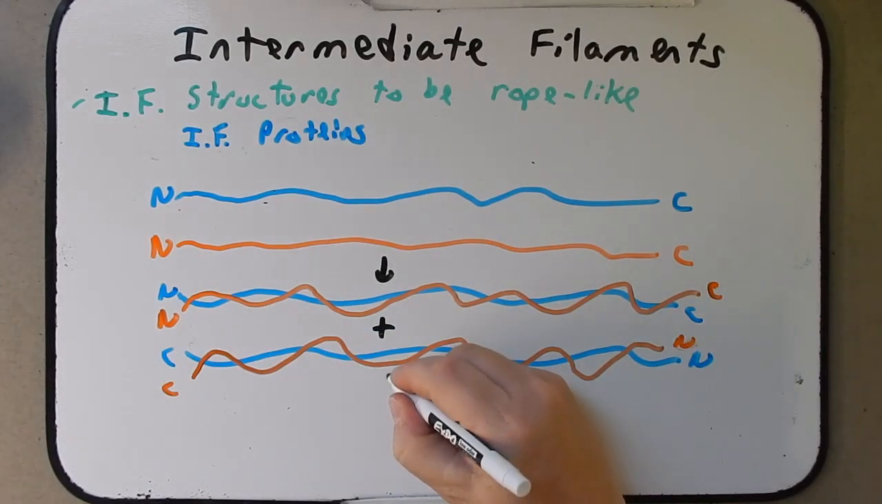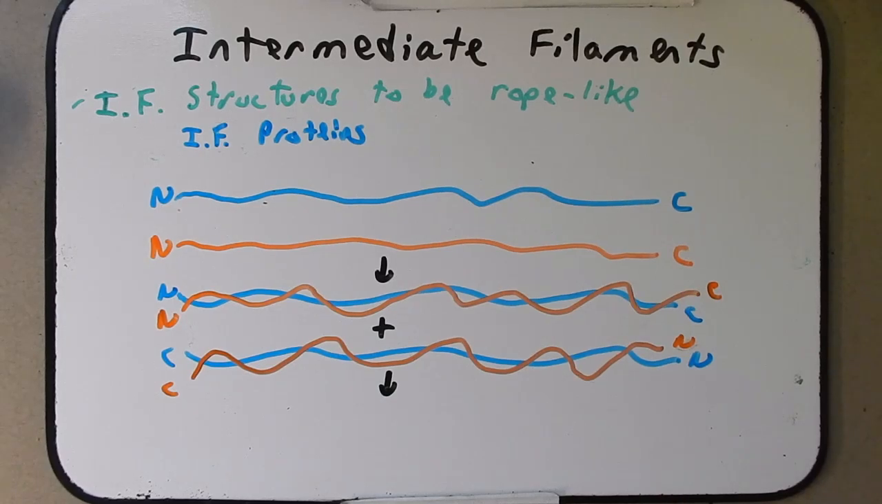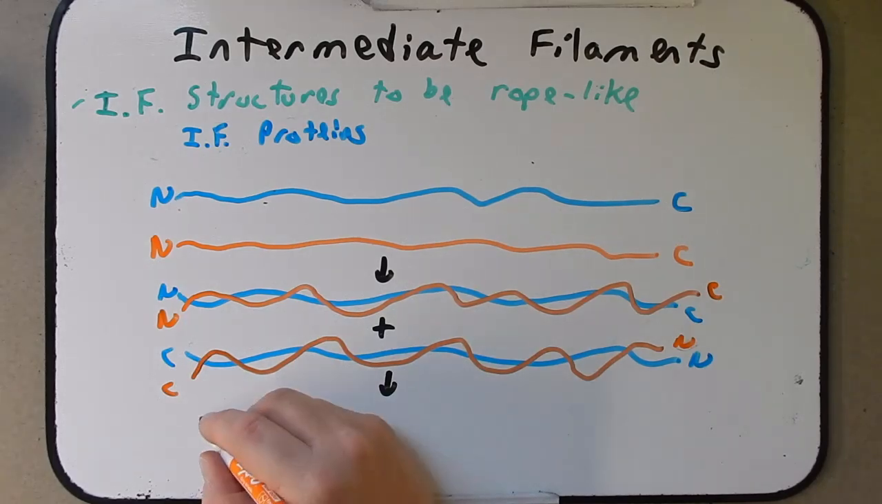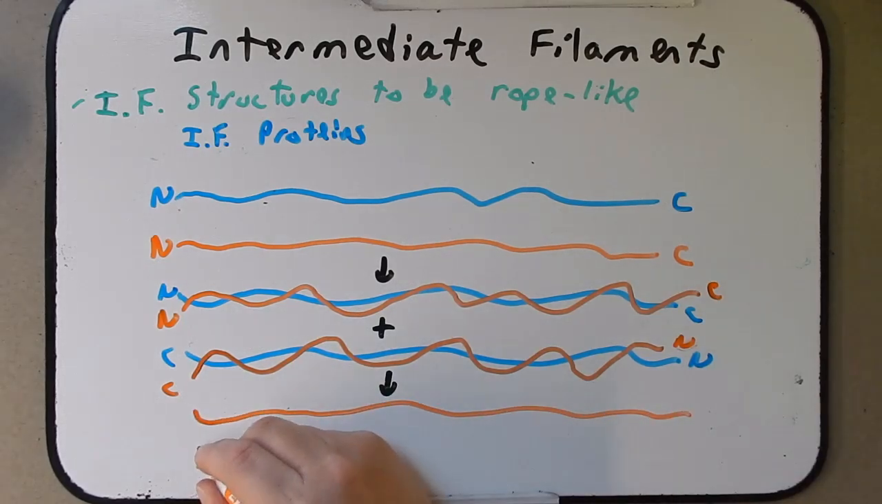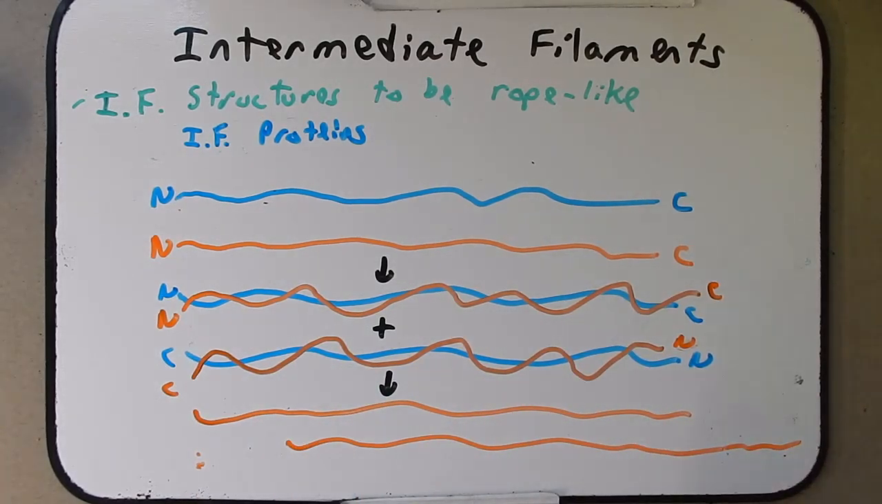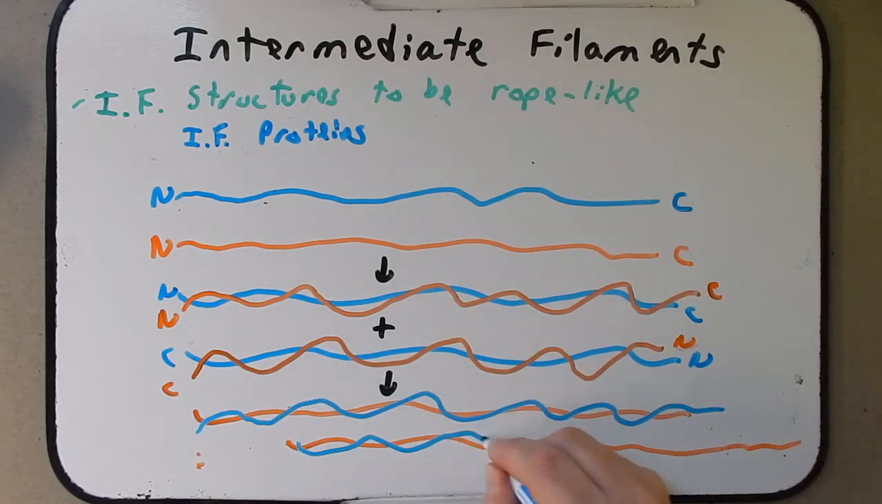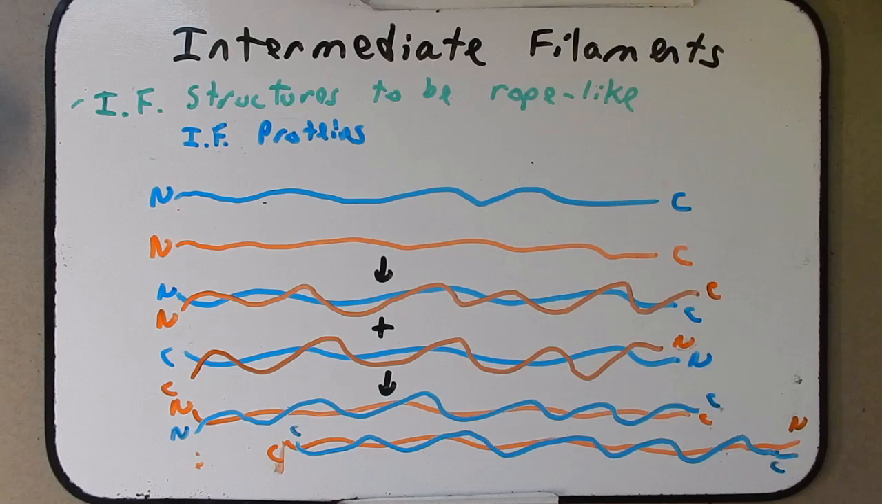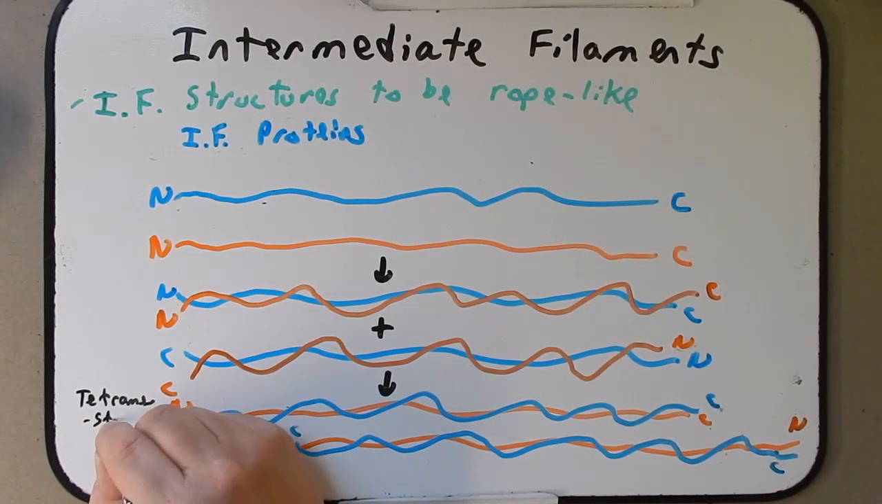So I'll do my best to draw this as a tetramer, but the key is we've combined 2 dimers in opposite orientations. And they're staggered a little bit. So we say this tetramer here is staggered and anti-parallel.